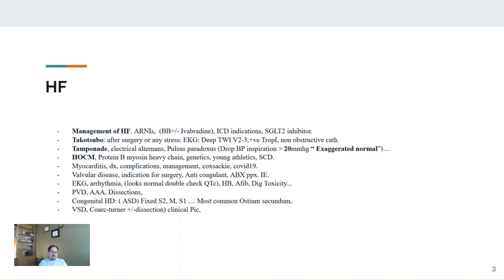Tamponade, you need to recognize that as an urgent emergency, that the patient needs to undergo a cardiac echo for evaluation of tamponade status. If the patient already has tamponade, you need to do the pericardiocentesis immediately. They may give you some signs like pulsus paradoxus, which is the exaggeration of normal. During deep inspiration, there is a drop of more than 20 millimeters of mercury.